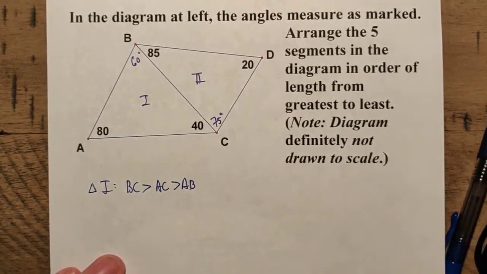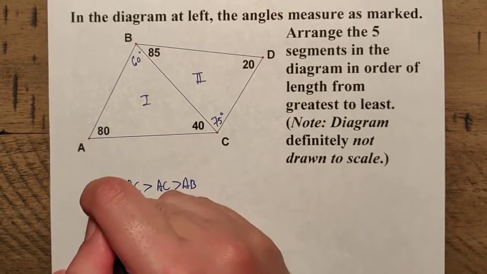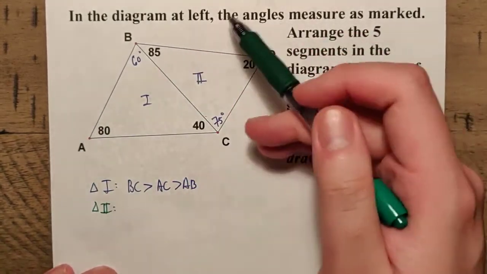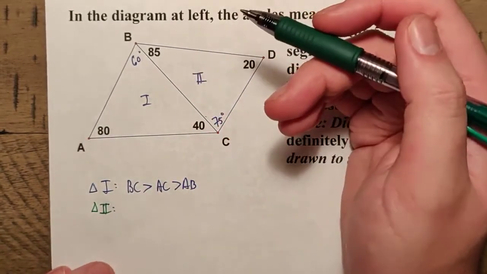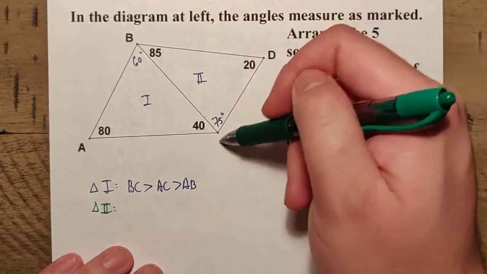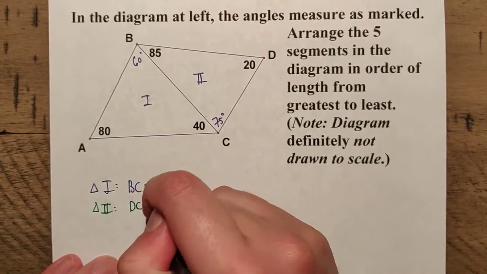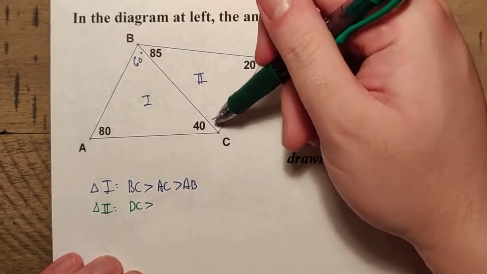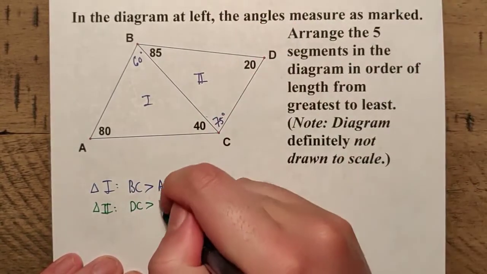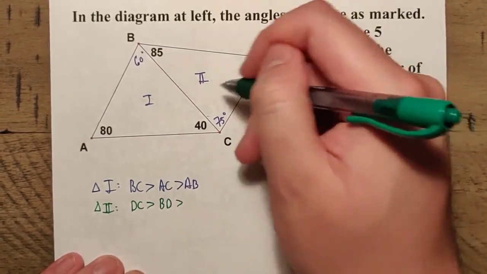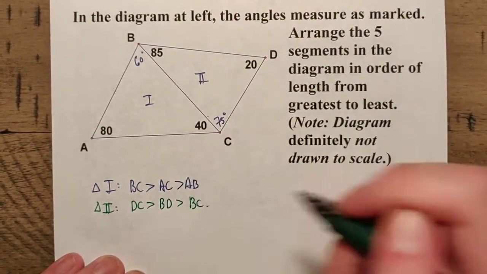All right, let's look at the next one, triangle 2. Again, we can follow the same technique here. We have 85, the biggest angle in the triangle, so the side opposite is the longest side, which is DC. 75 is the middle angle, so it's opposite the next side, BD. And finally, 20 is the smallest angle, so it's opposite BC.